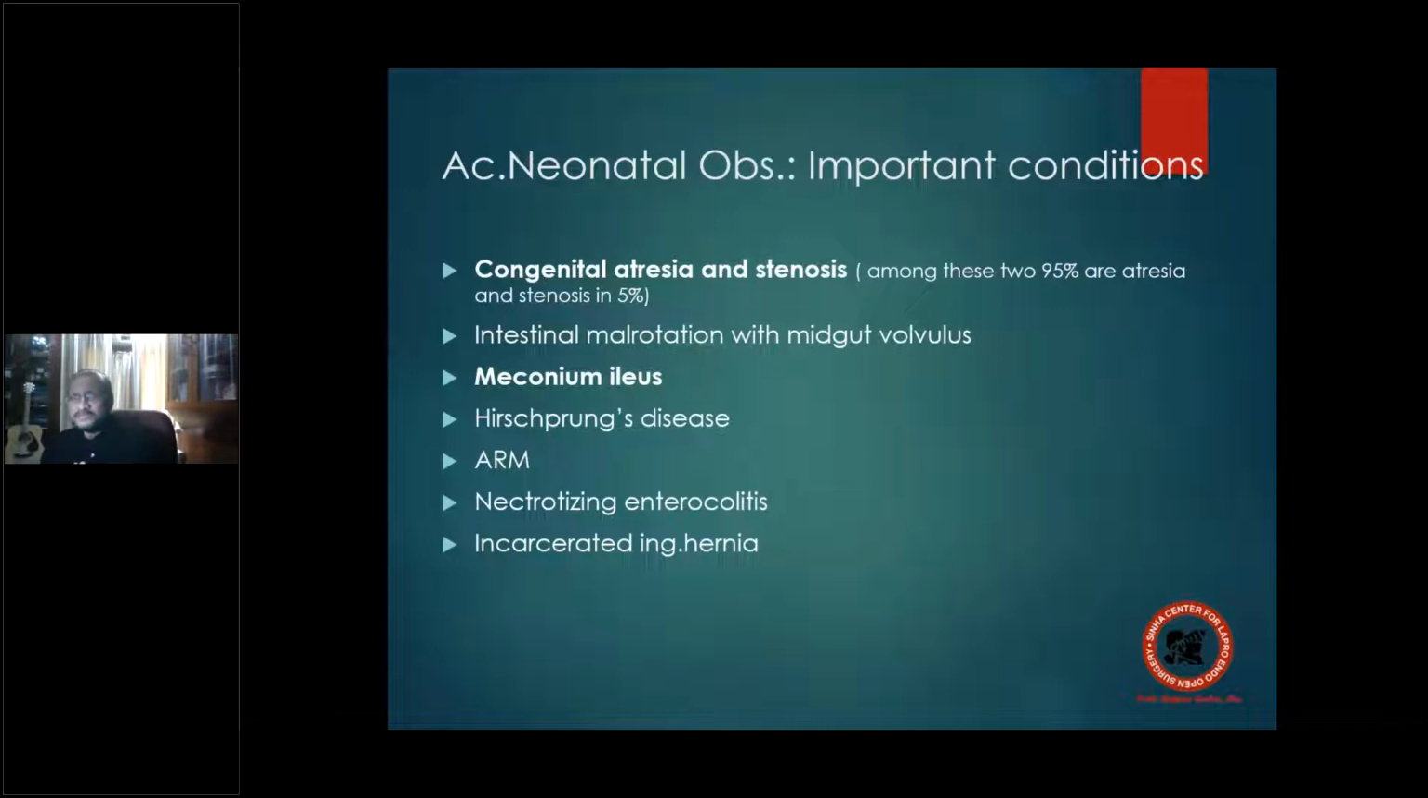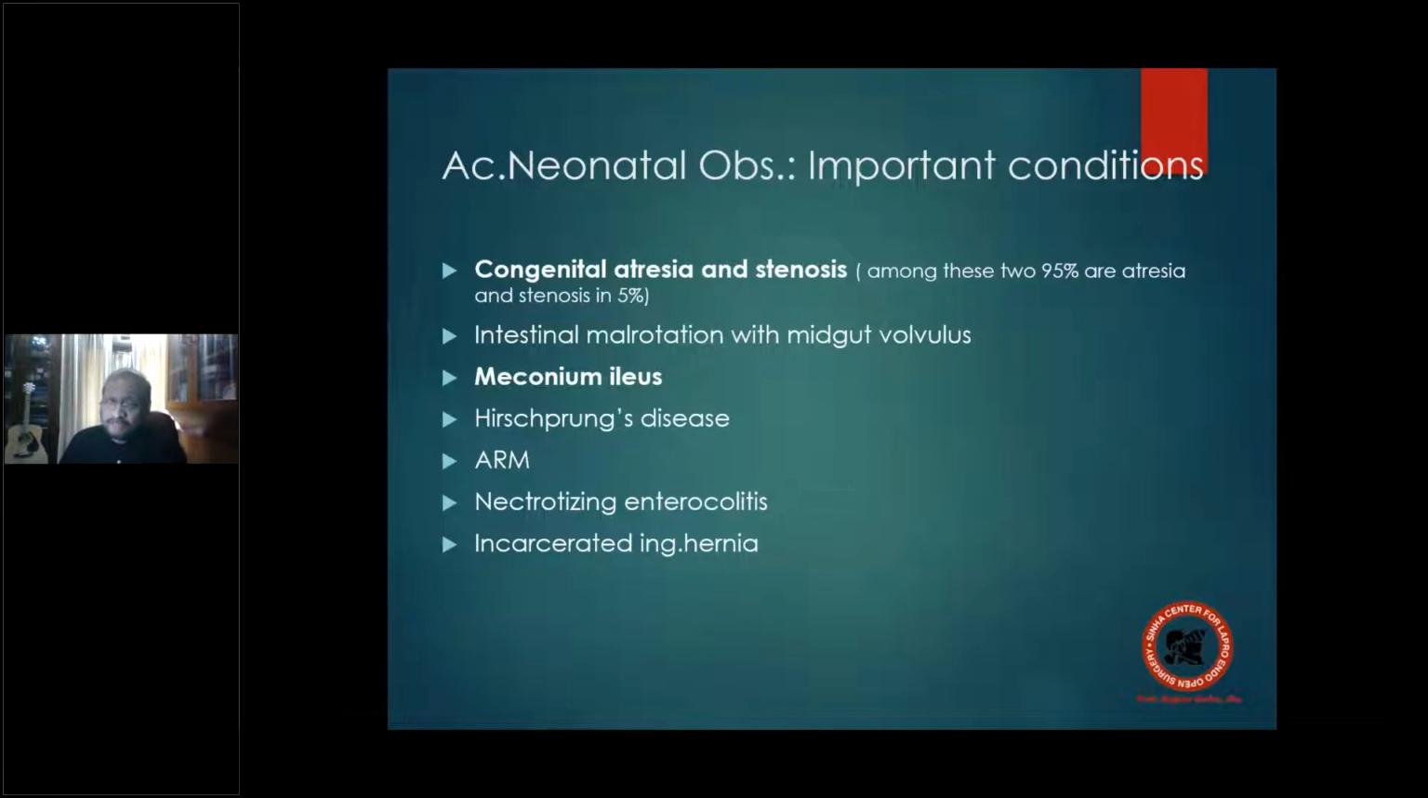Then acute neonatal obstruction, the important condition that you usually look for. Number one, the congenital atresia and stenosis, the most common. Among these two, 95% are atresias and 5% stenosis. So we're looking at atresia of the bowel and stenosis of the bowel. 95% are going to be atresia, that means maldevelopment, and 5% only narrowing of the bowel.